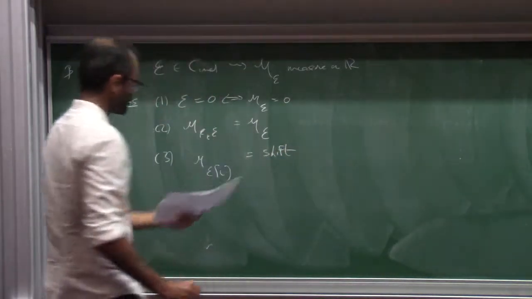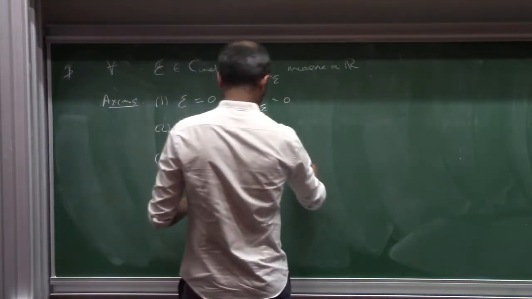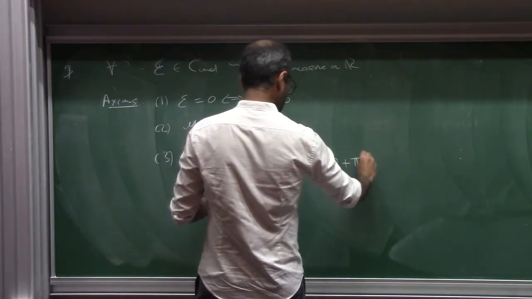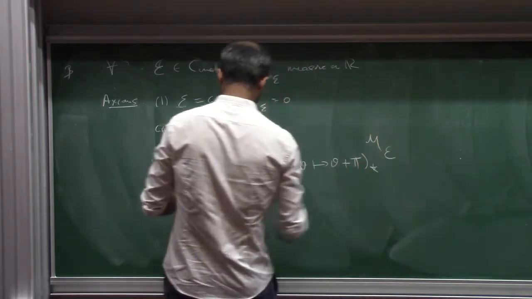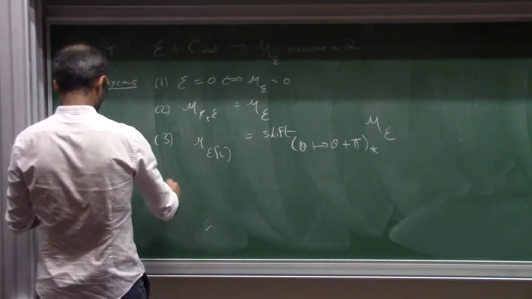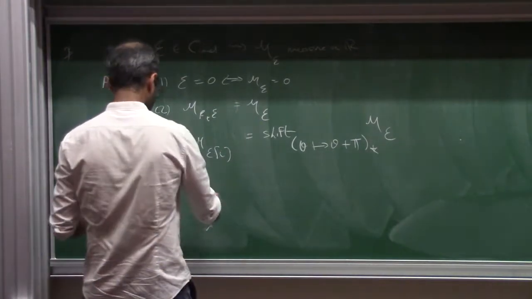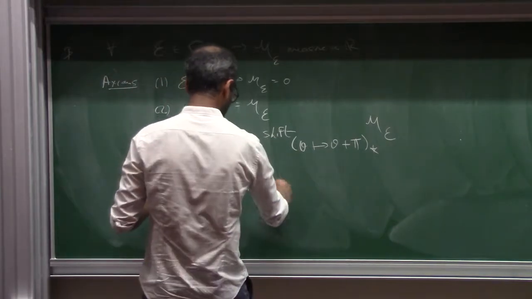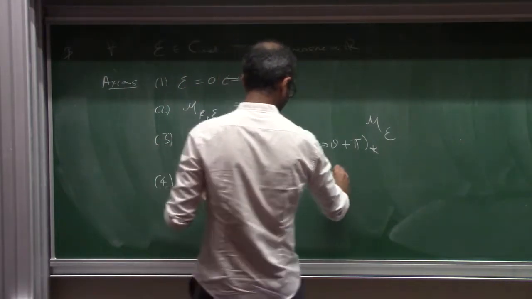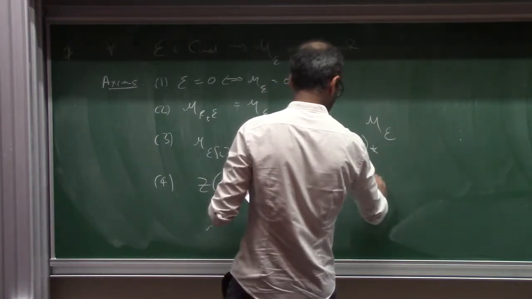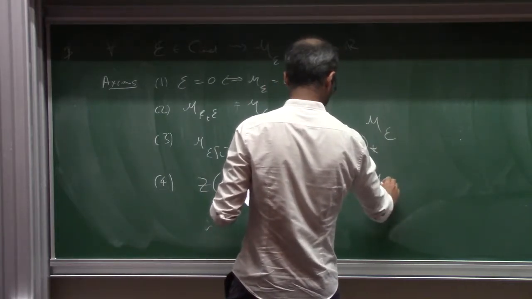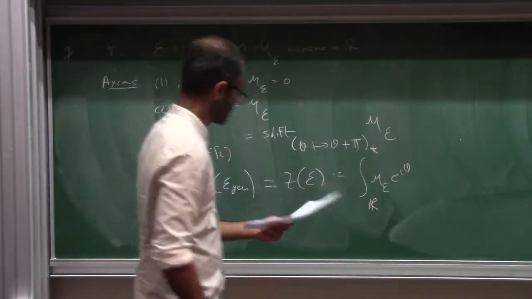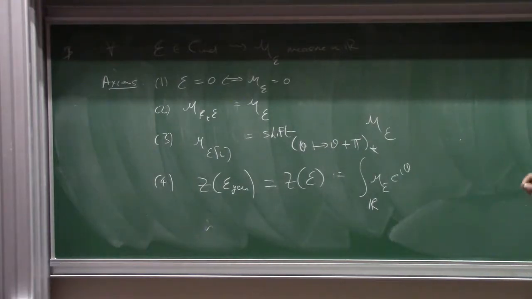So if you shift a Lagrangian by 1, then that should just have the effect of shifting the measure along the real line. And finally, you want that the central charge I can define from this measure should coincide with the central charge I've already given myself. So this should equal Z of E, which is by definition the integral of mu E of e to the i theta. And then there will be some more axioms, but I guess, how much time do I have?